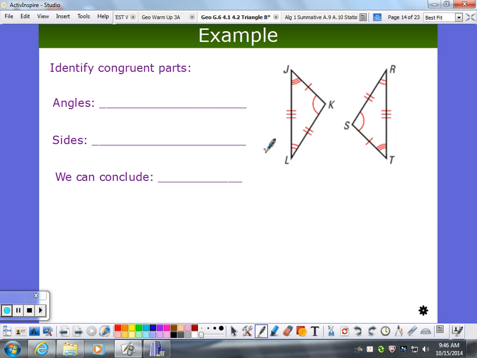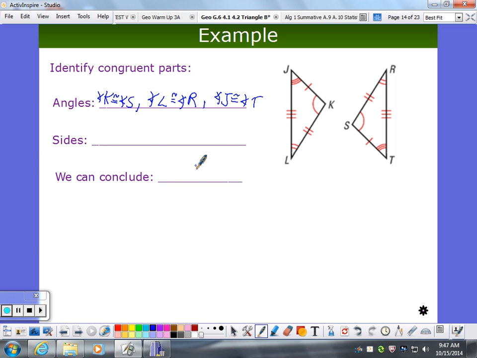So the angles that correspond, who corresponds with angle K? Angle S. How do you know that? 1 arc. Who corresponds with angle L? Angle R. Good. Because 2 arcs, 2 arcs. So they're not necessarily positioned in the same way. And who corresponds with angle J? Angle T.